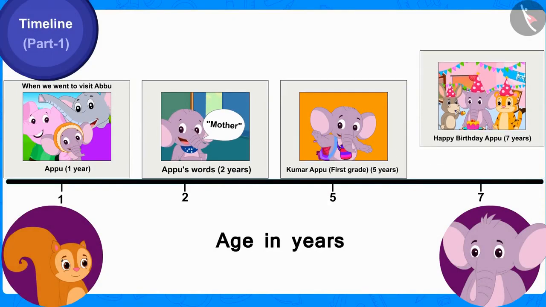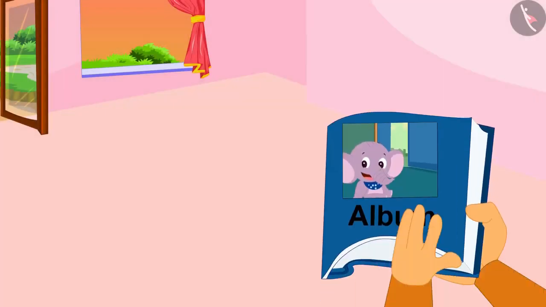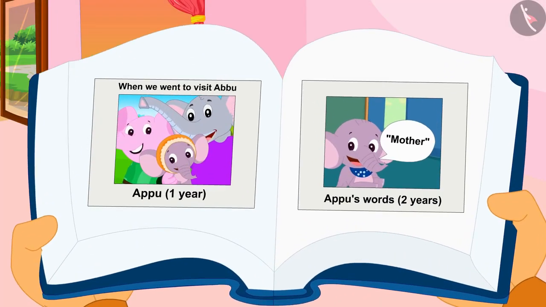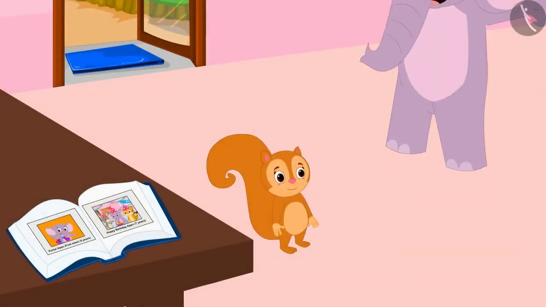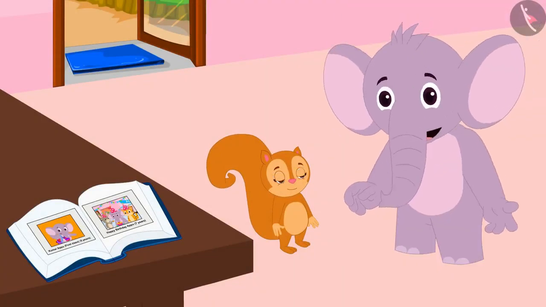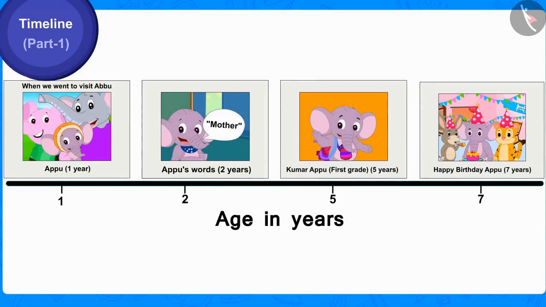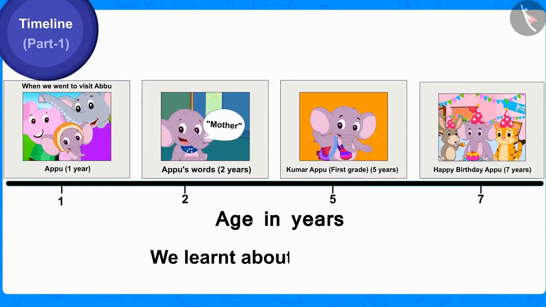Finally, Chanda too completed Appu's timeline and arranged Appu's pictures chronologically in this way in his album. Appu was very happy to see his pictures arranged chronologically. Children, in this video we learned about the timeline. In the next video, we will learn more about it.